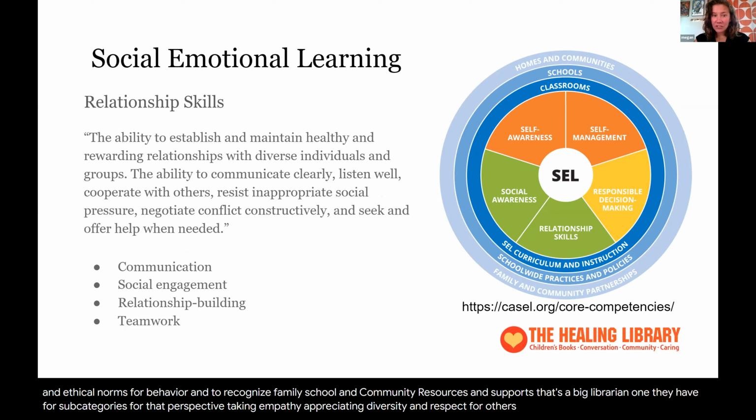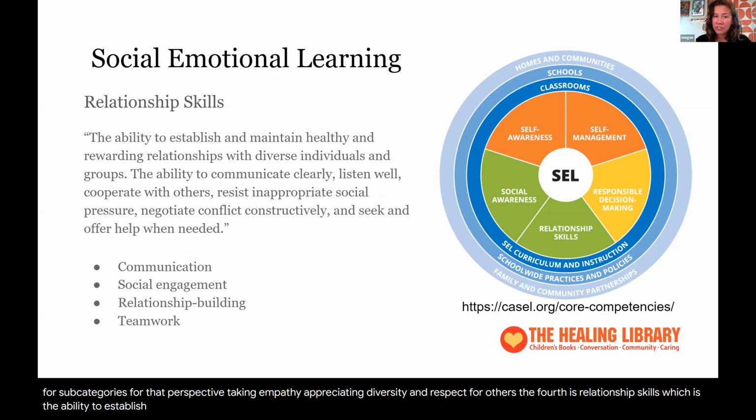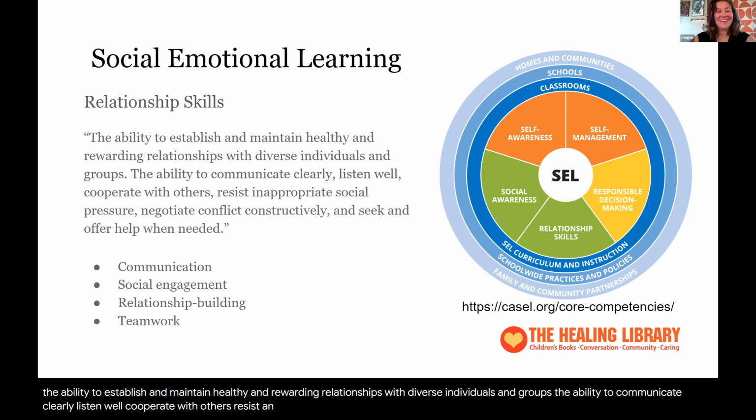The fourth is relationship skills, which is the ability to establish and maintain healthy and rewarding relationships with diverse individuals and groups. The ability to communicate clearly, listen well, cooperate with others, resist inappropriate social pressure, negotiate conflict constructively, and seek and offer help when needed. The 4 subcategories for this fall into communication, social engagement, relationship building, and teamwork.